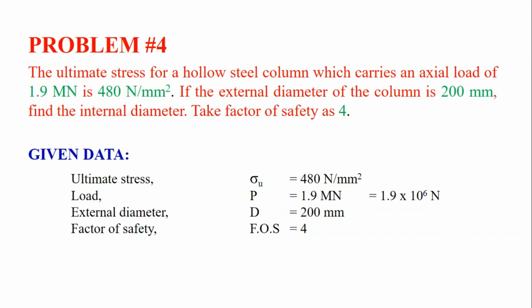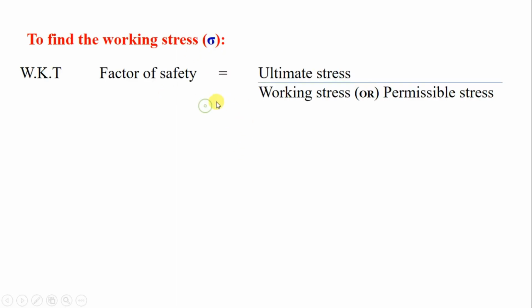In order to find that internal diameter, here in the problem ultimate stress is given. So with the ultimate stress we can't find the value, we have to find the working stress. In the previous video I explained working stress is equal to ultimate stress divided by the factor of safety. So the ultimate stress is given in this problem, factor of safety is given in this problem. With these data we are going to find out the working stress.